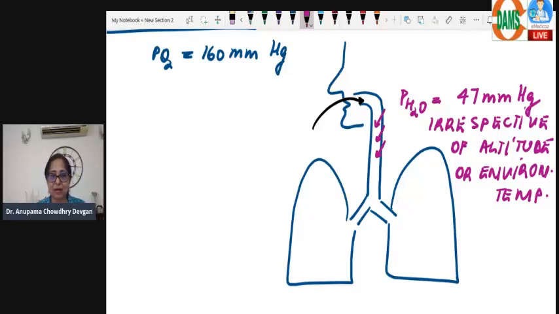Because where is this water vapor coming from? This is coming from the epithelial cells lining your respiratory tract. Right? Epithelial cells lining your respiratory tract. Now let us see what will happen to PO2.